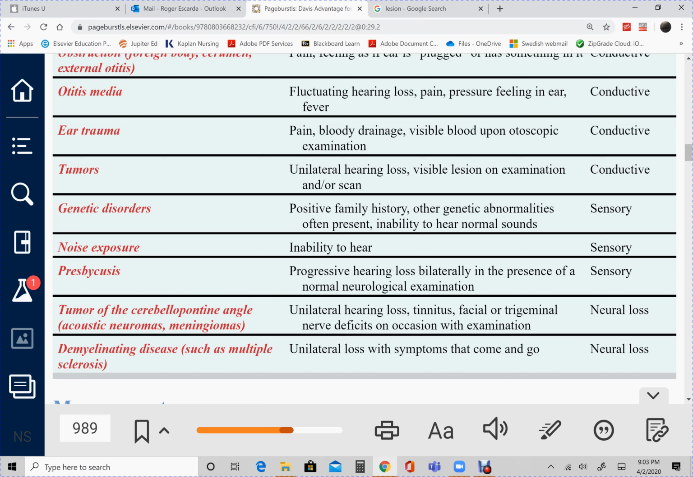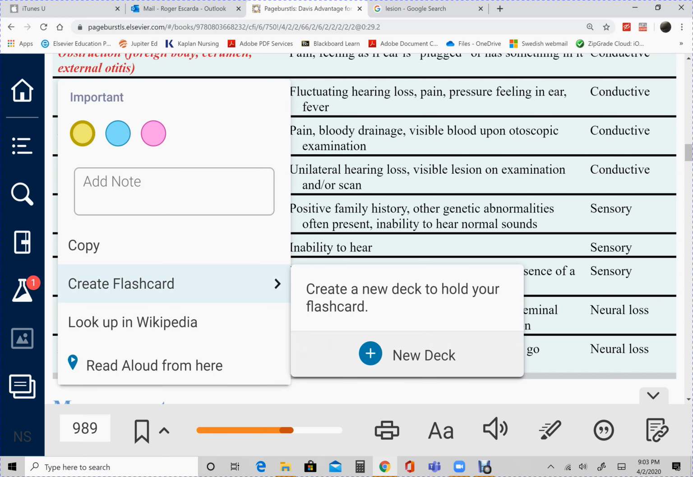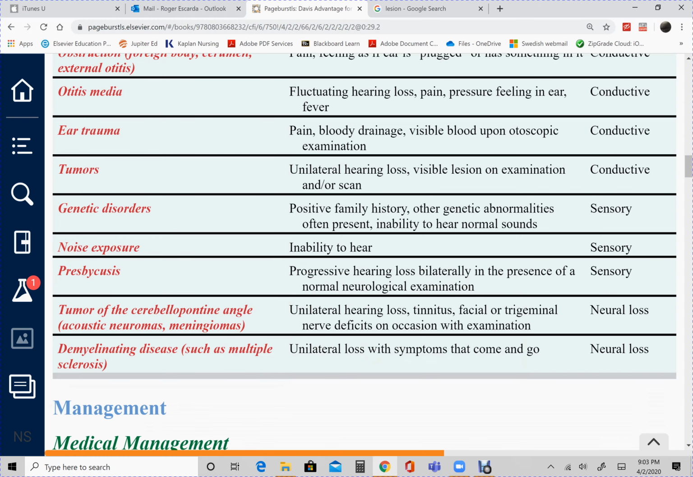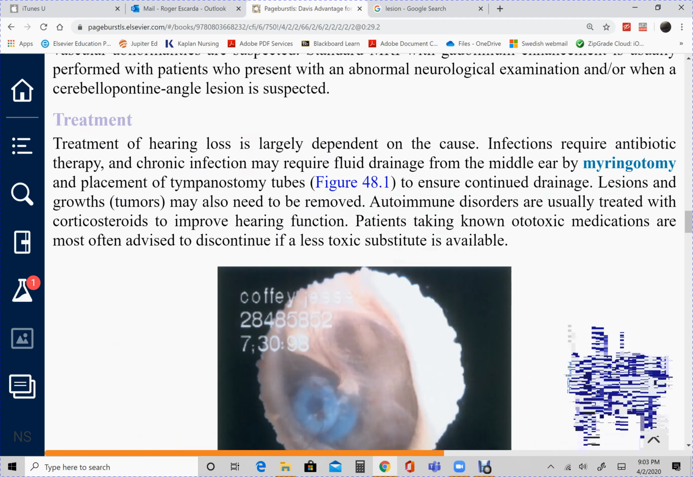Noise exposure, I mean, what can we do with that? That will be for the types, like for presbycusis, which is age-related hearing loss. This is progressive hearing loss related to age and noise exposure. These are permanent now. So of course the treatment for that will be hearing aids.